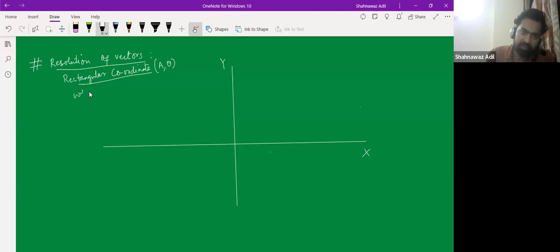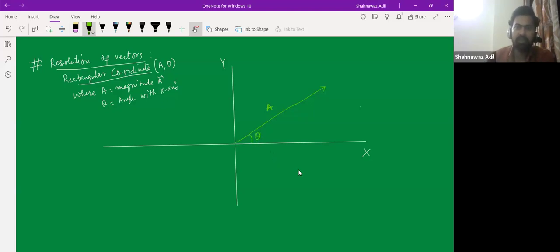Where A is the magnitude of vector A, theta is the angle with the x-axis. Then we can write any vector in the form of Cartesian coordinates. So how can we do that? Let's say we have this vector. Its magnitude is A, and I know the angle it is making with the x-axis.